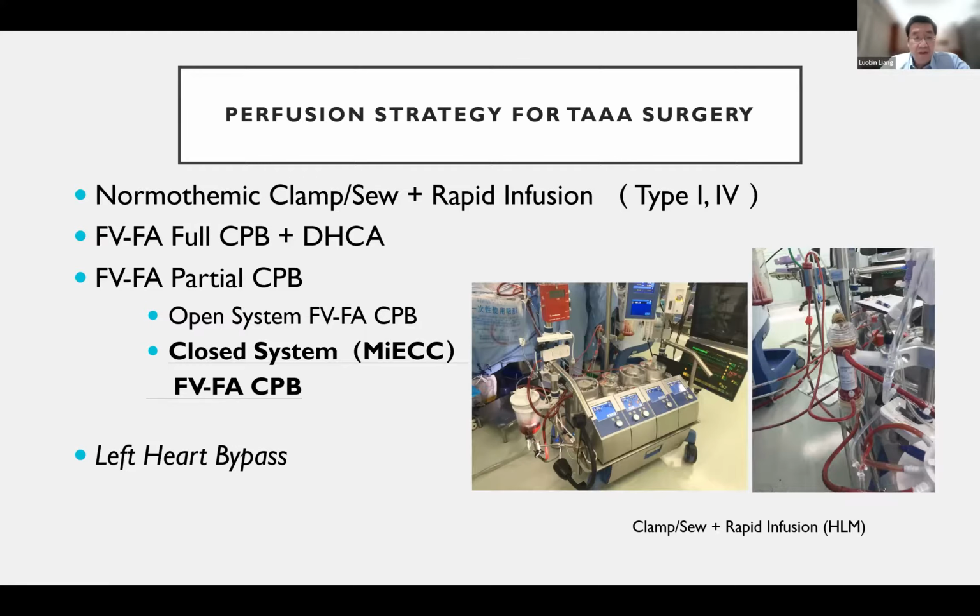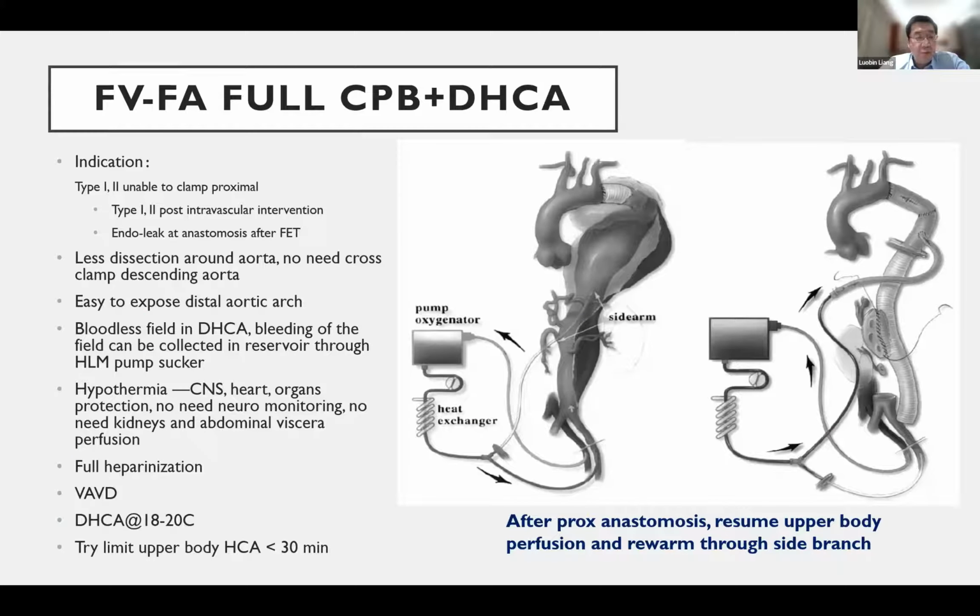For type 1 or type 2 thoracoabdominal aortic aneurysm, if you are unable to clamp the proximal aorta, for example the patient has had a previous endovascular intervention or has an endoleak at the anastomosis area after a frozen elephant trunk, then you have to use femoral vein and femoral artery cannulation for full cardiopulmonary bypass with deep hypothermic circulatory arrest. This slide is showing that you can cannulate the femoral vein and femoral artery like a regular case.